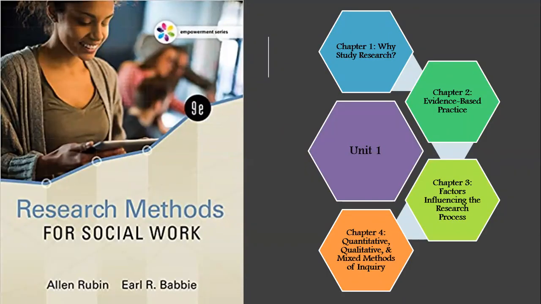So we are still in Unit 1. We have already covered Chapter 1, which is related to why study research. We are now in Chapter 2, which is related to evidence-based practice. And in Chapter 3, we will talk about factors influencing the research process, in which we will really hone in and focus on the role of theory in the social work research process specifically. And then finally, to conclude this unit, we will discuss Chapter 4, which is related to quantitative, qualitative, and mixed methods of inquiry.